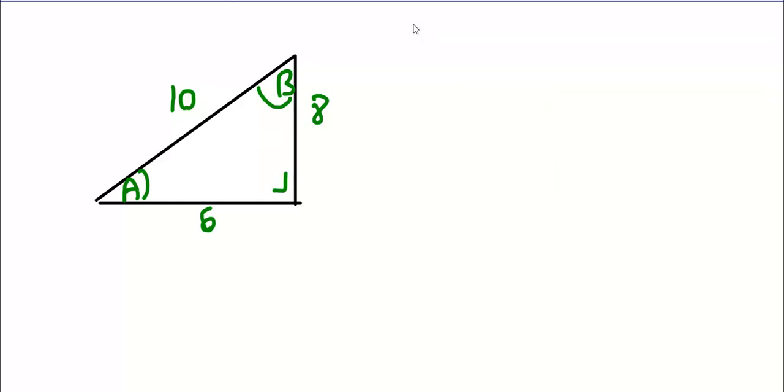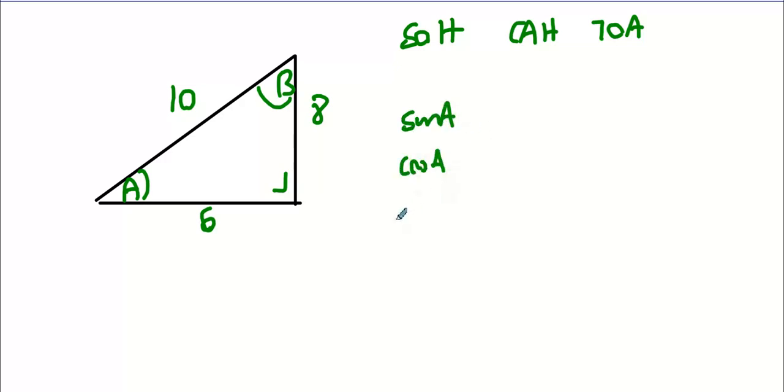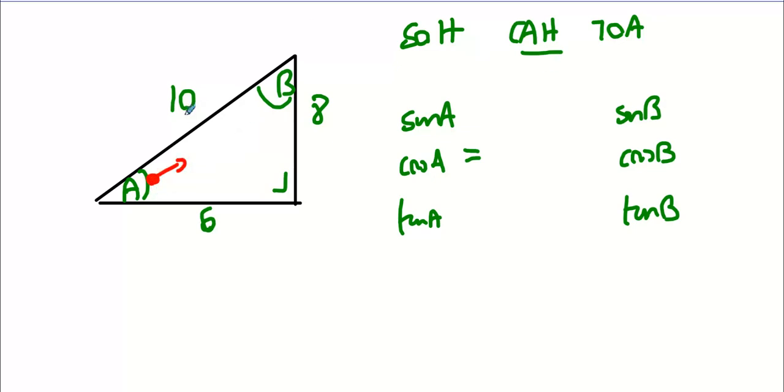I'm going to write this rhyme on the top of the board. So SOH CAH TOA, happy days. And what we're going to want from you is the following. What's sine A, cos A, tan A? What's sine B, cos B, and tan B? I'll give you one of the answers, all right? Cos A is what, guys? Adjacent over hypotenuse.